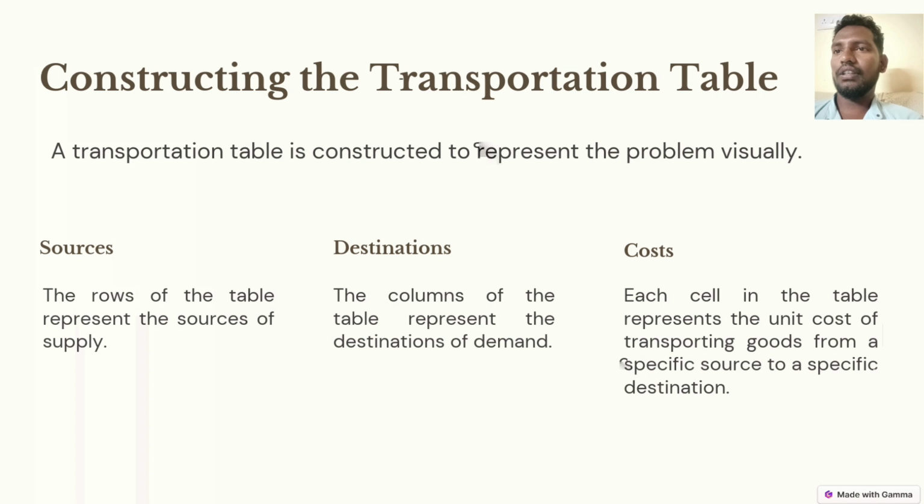Next, we will move on to constructing the transportation table. A transportation table is constructed to represent the problem visually. The rows of the table represent the sources of supply and the columns represent the destinations of demand. Each cell in the table represents the unit cost of transporting goods from a specific source to a specific destination.